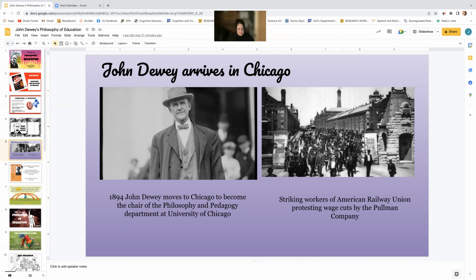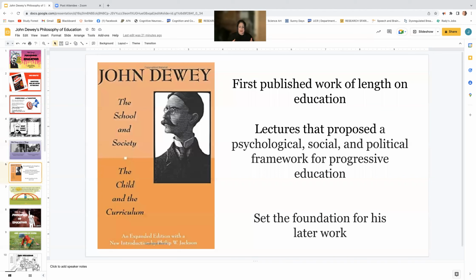And so he created his first published work of length on education. It was called The School and the Society, the Child and the Curriculum. Basically, it was lectures that proposed a psychological, social, and political framework for progressive education. These would set the foundation for his later work. So basically, he created what is called progressive education.